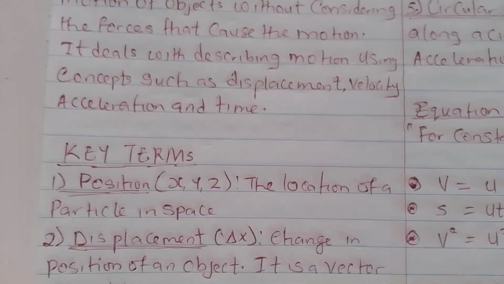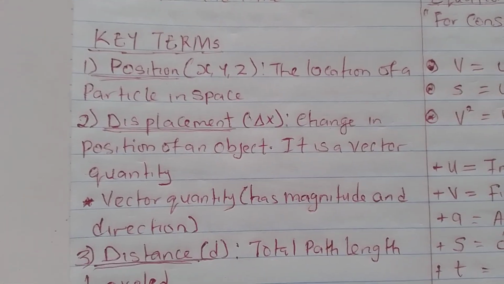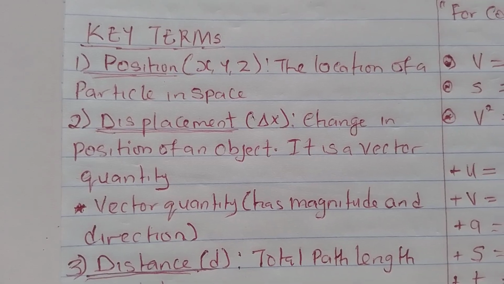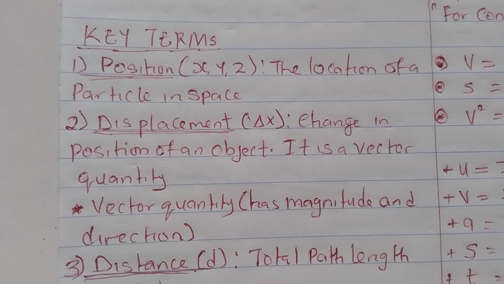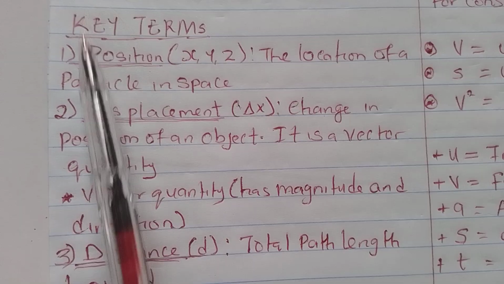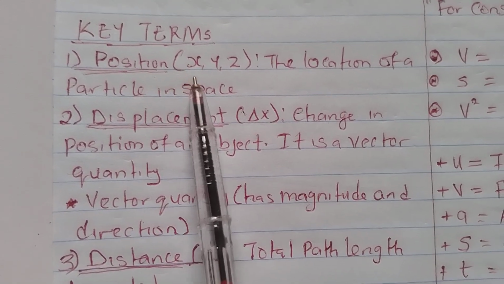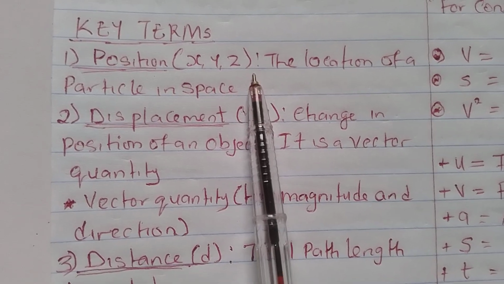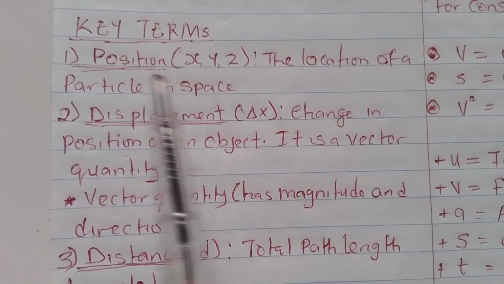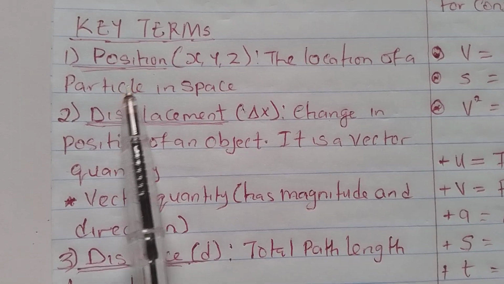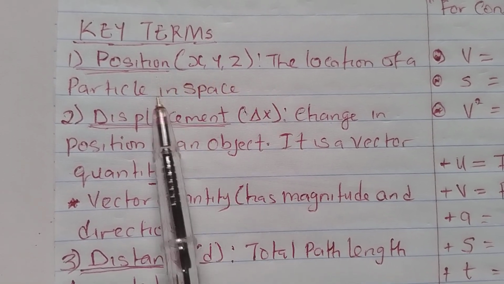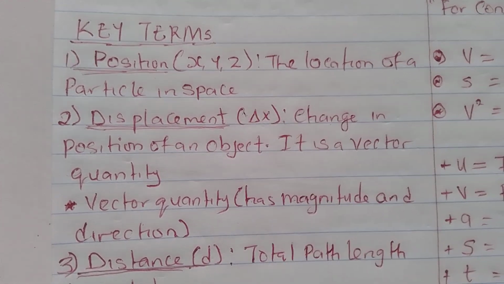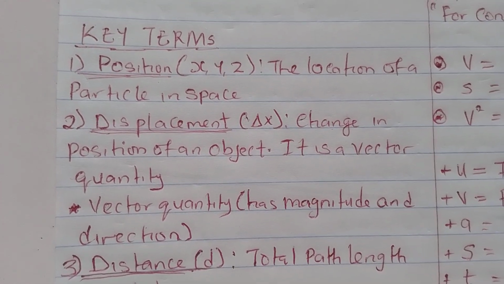So now from there we'll move to what we refer to as the key terms in this topic. One, talk about position. The position can be in the x direction, the y direction, and the z direction. This is the location of a particle in space, or the location of a body in space. So that is referred to as position.